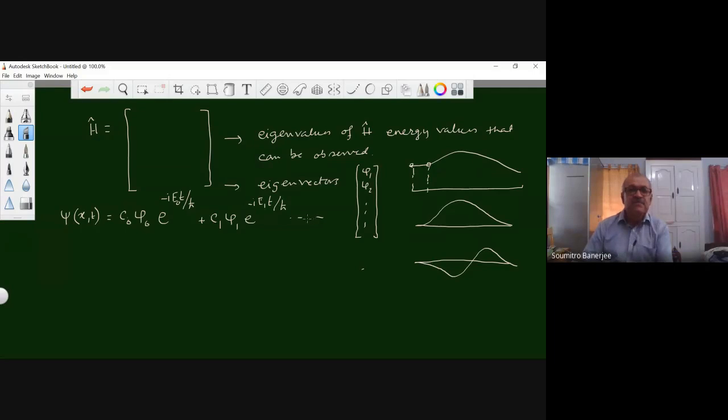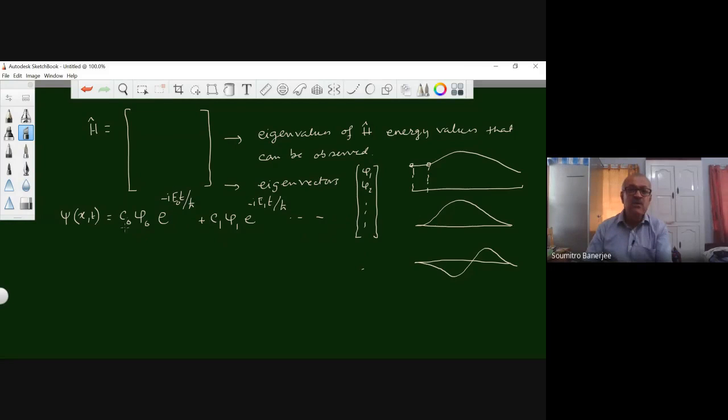So now you have the initial wave function, whose projection on the first eigenvector will give C naught, whose projection on the second eigenvector will give C1, and so on and so forth. This projection can be easily calculated numerically because it's an overlap integral. Psi naught, psi 1 are calculated this way, and the eigenvalues are calculated. Therefore, E naughts are known.